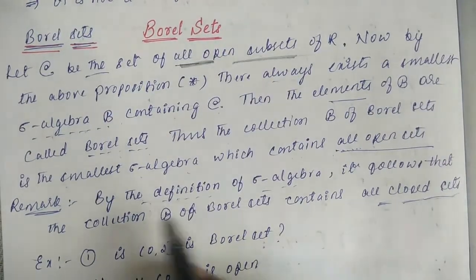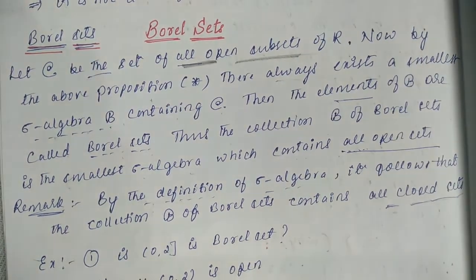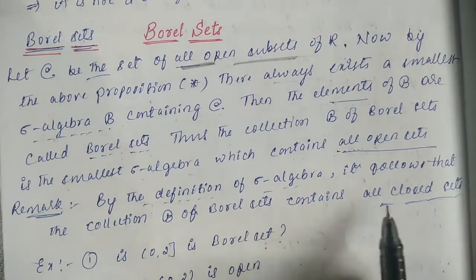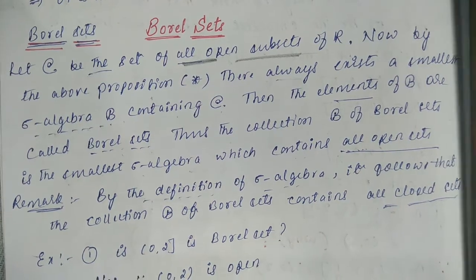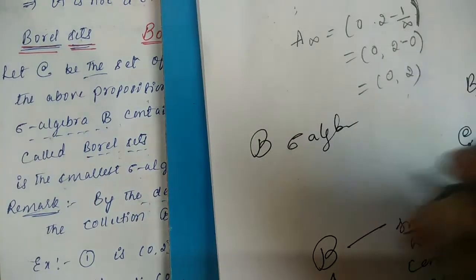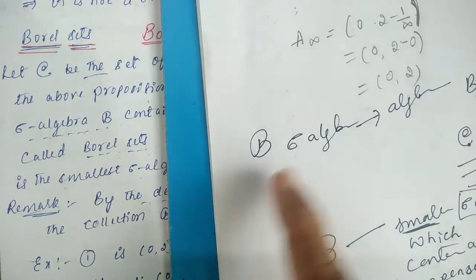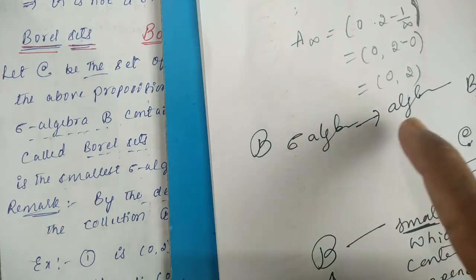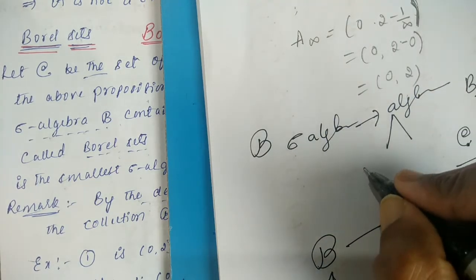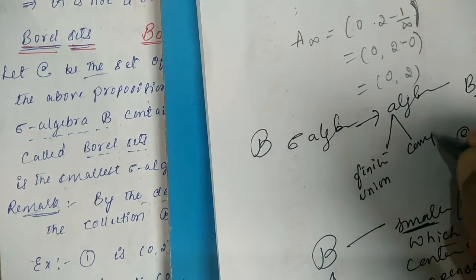Next, what is the remark? By the definition of a sigma algebra. So, sigma algebra means what? It must be an algebra and also it is closed under countable union. So, it follows that the collection B of Borel sets contains all closed sets also. Why? Since B is a sigma algebra. Sigma algebra means it is also an algebra. First of all, it is an algebra. Algebra means it satisfies two conditions. The first condition is finite union. It is closed under finite union and closed under complementation.